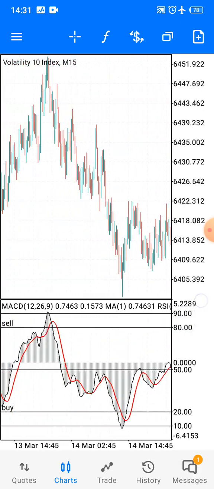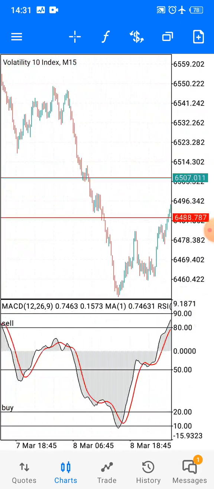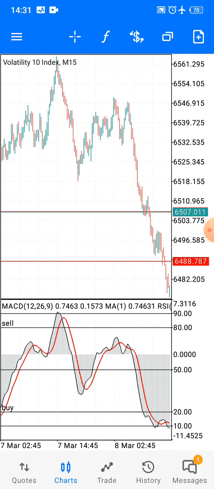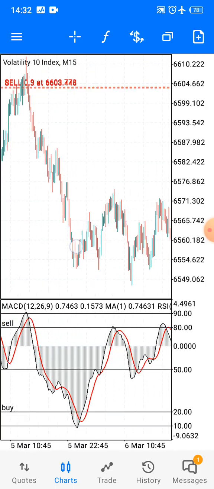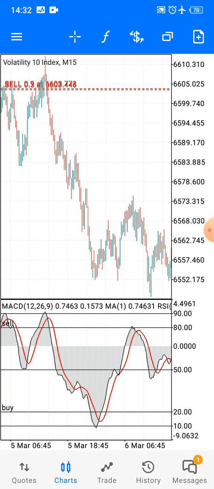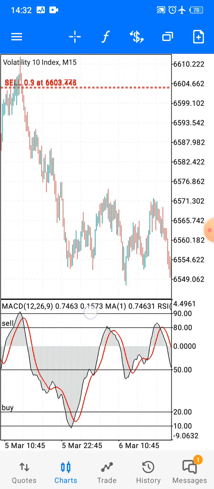So that's what I got for you guys. Try this out on demo first, backtest it, and share with me how it goes for you, if you are able to notice divergence.